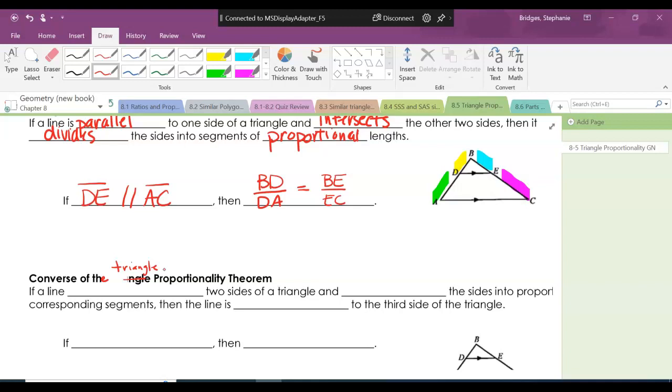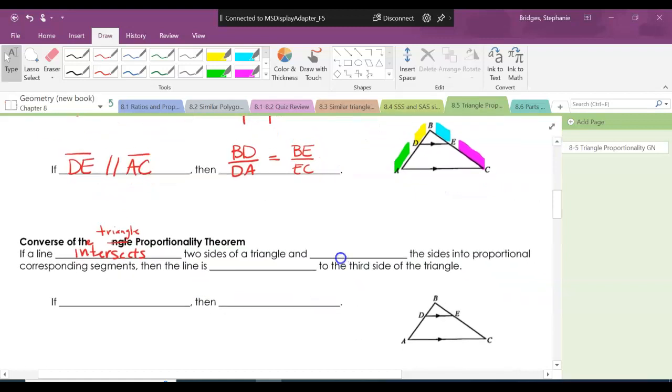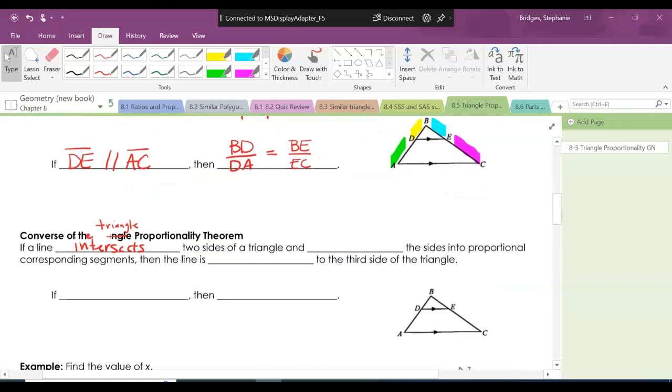So, if a line intersects two sides of a triangle and divides the sides into proportional segments, then the line is parallel to the third side. So it basically says the same thing, just backwards.